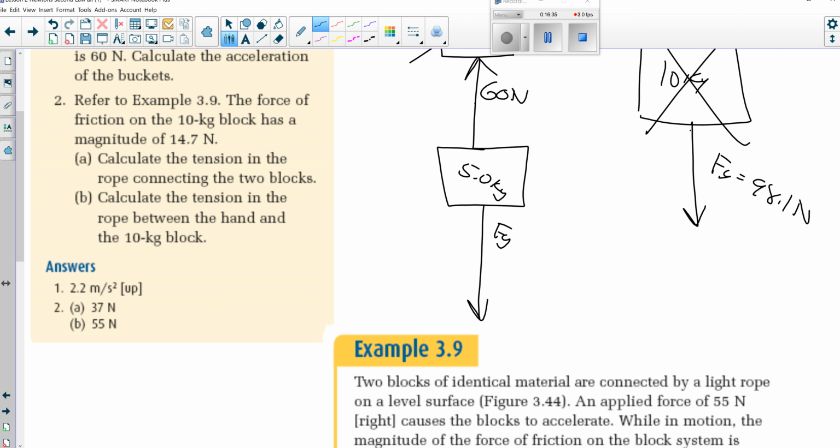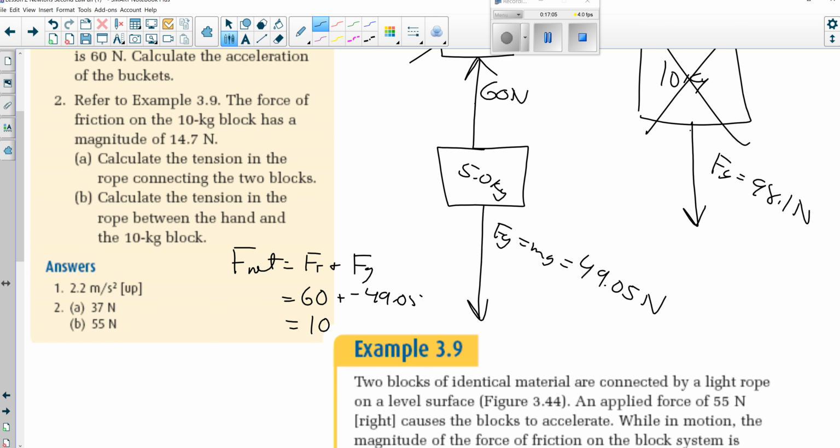Okay? So I'm going to calculate the force of gravity acting on the bottom bucket by going m times g. So 5 times 9.81 is going to be 49.05 newtons. Okay, can I calculate the net force acting on that bucket? Okay, so I'm going to go F net is the vector sum of all forces, so that'll be the force of tension plus the force of gravity, 60 plus negative 49.05, which is going to give me 10.95 newtons up.